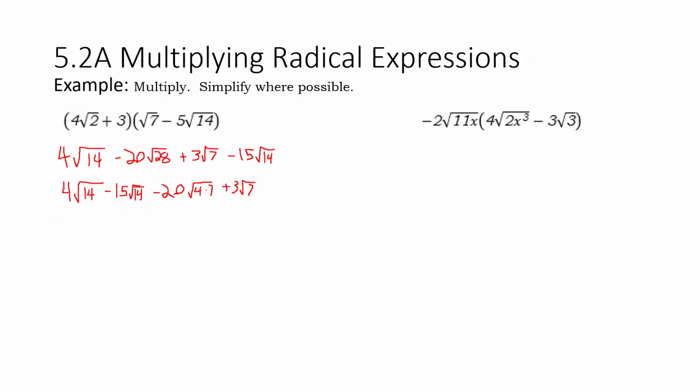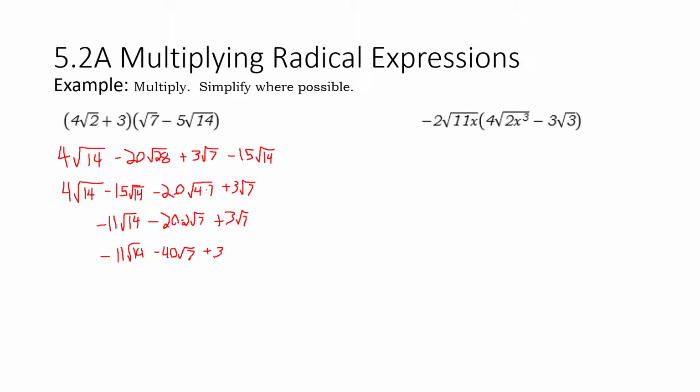These two can come together now. 4 of something minus 15 of those same things will leave us with negative 11 of those, specifically root 14s. And this root 4 is going to turn into 2, so this will turn into negative 20 times 2 root 7. And we still have 3 root 7 here. Negative 20 times 2 is negative 40. So minus 40 root 7s.